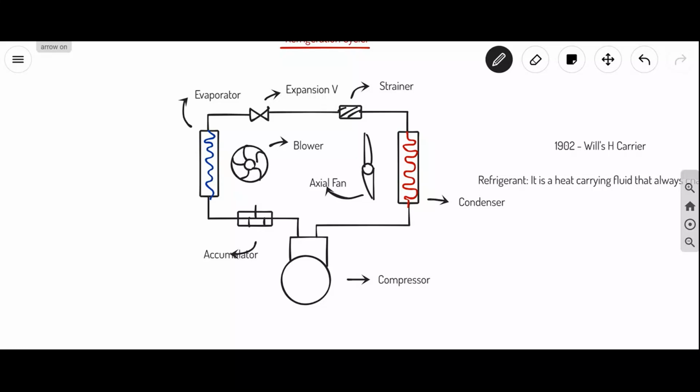Next. Compressor is the heart of the refrigeration cycle, and I need to make it clear, all these components are connected with a copper tube.